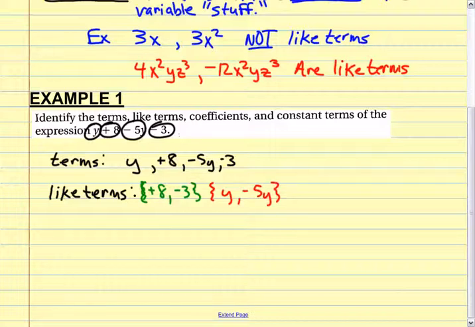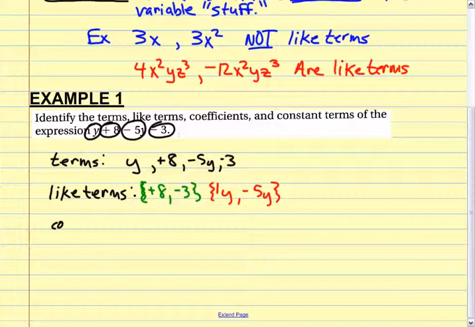I've got another question for you quickly. I've got negative 5y's in one term. How many do I have in the other? 1. Exactly. Thank you, Gray. What Gray is saying is, if there's not a number there, it's a 1. Perfect. Nice job. Let's look at the next one.